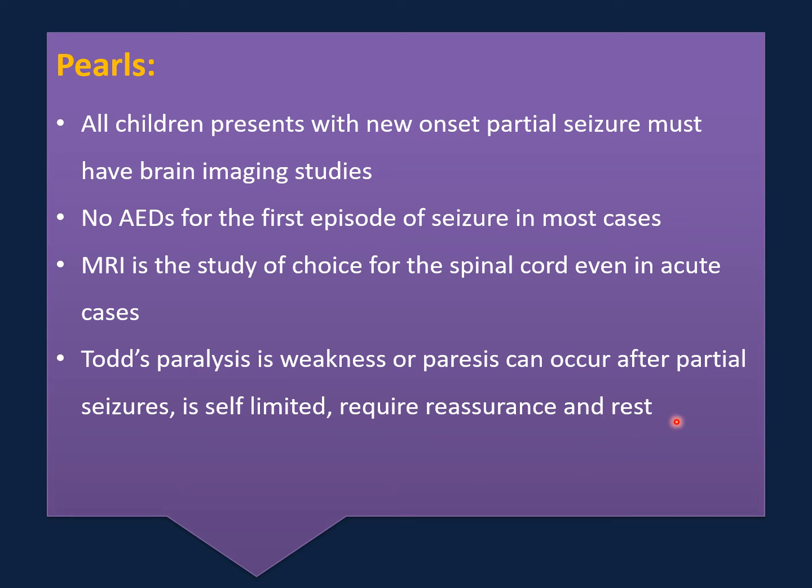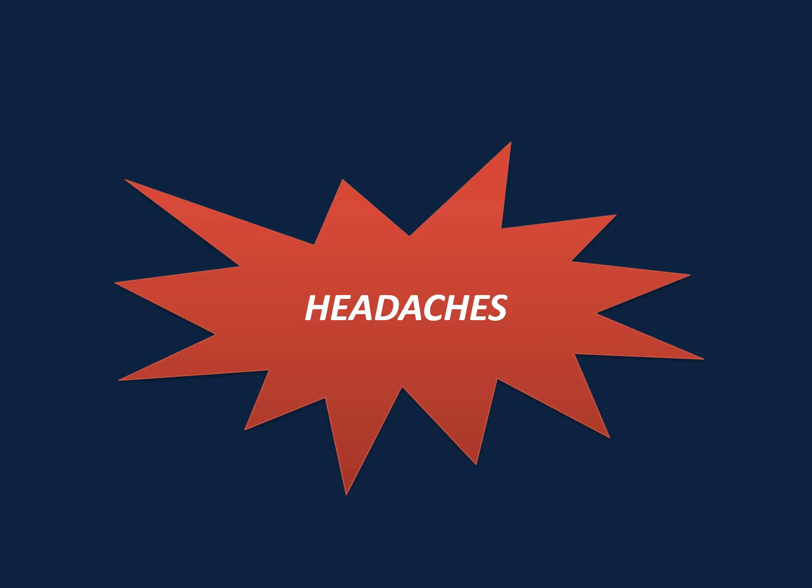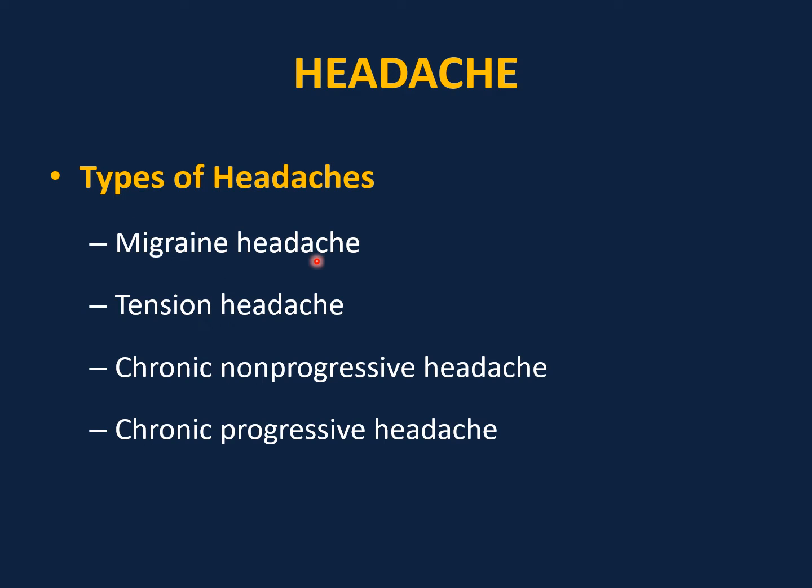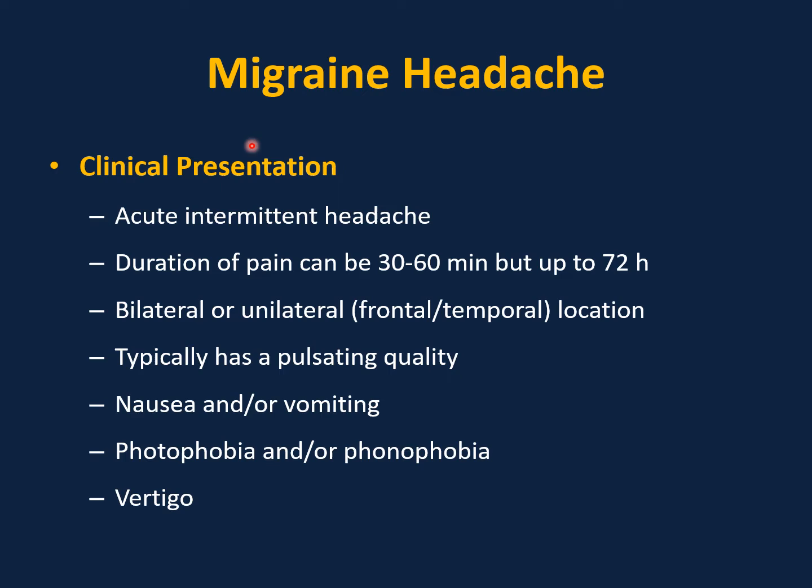until the weakness disappears. We'll start a new subject: headaches. Types of headaches: migraine headache, tension headache, chronic non-progressive headache, and chronic progressive headache. We'll start with migraine headache.